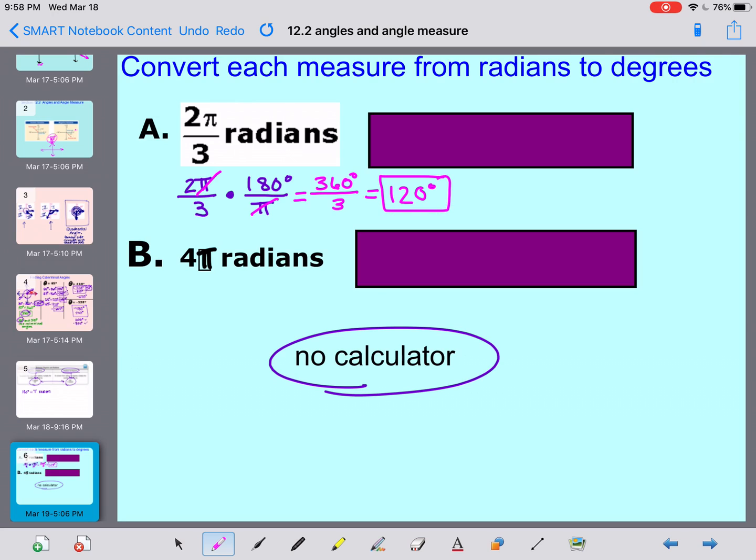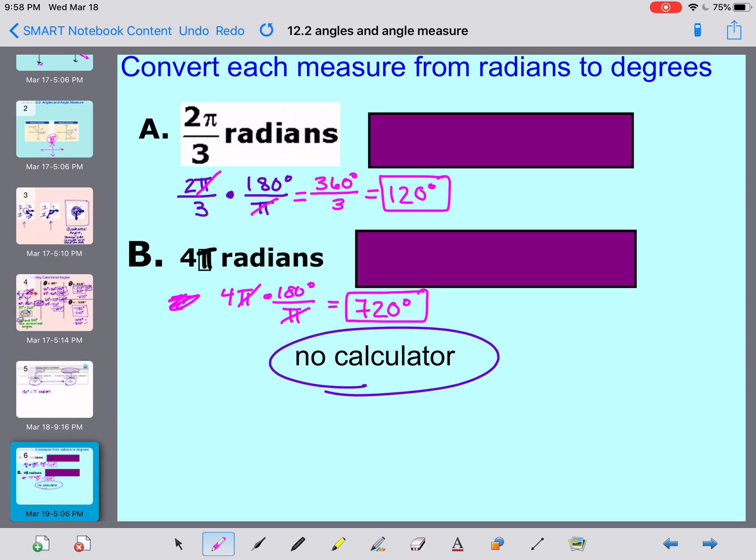For 4 pi radians, again, same thing. You're going to do 4 pi and multiply it by that ratio. The pi's cancel. 4 times 180, 720 degrees. Don't forget the degree symbol on your answers.